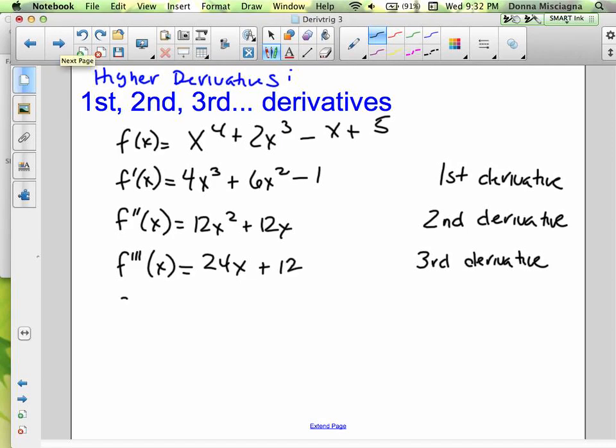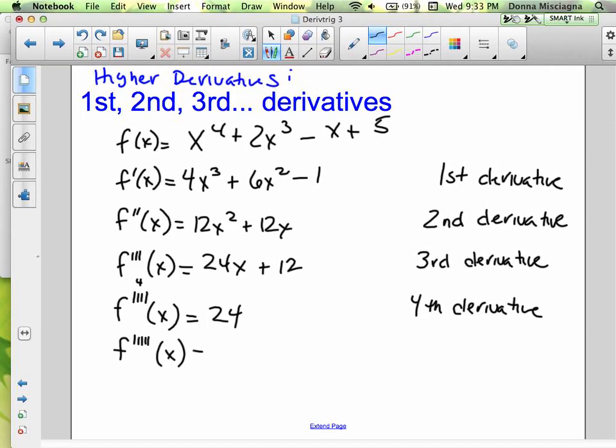What if we want the fourth derivative? You can put it in like that. Sometimes people also just put a 4 in there. But we'll do the fourth derivative. All right? So now, fourth derivative, it's getting even easier. What's the derivative of 24x plus 12? Just 24, because the derivative of 12 is 0. What if I want the fifth derivative? Well, that's going to be 0.